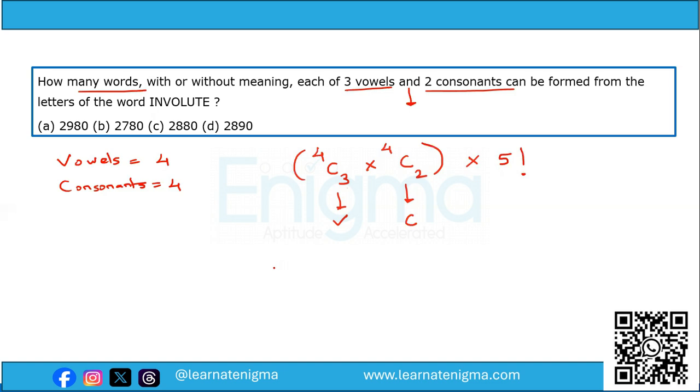So therefore, now we can solve this. So 4C3, that means 4. 4C2, that is 4 into 3 divided by 2, into 5 factorial, that is 120. Solving this, we get the answer as 2880. So answer will be option C.